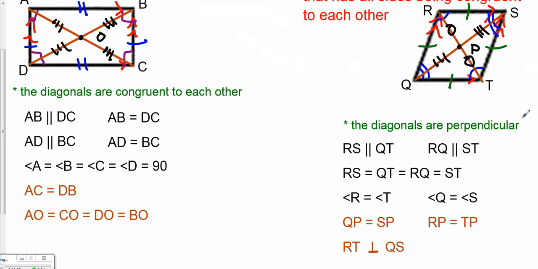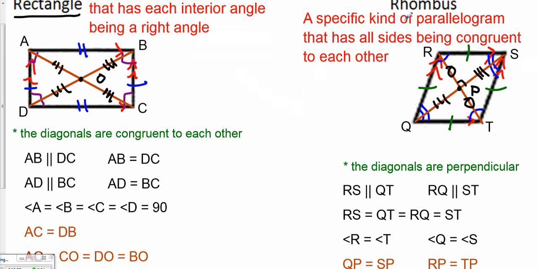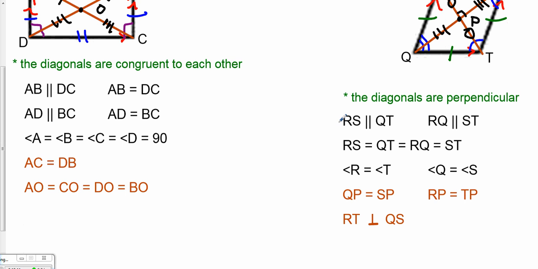and these diagonals are perpendicular to each other. So I can put a right angle right here. All of these have to be right angles because these two lines are perpendicular. Anytime that it's a rhombus, all of this information is true. Okay, you can write all of these pieces down for any rhombus.